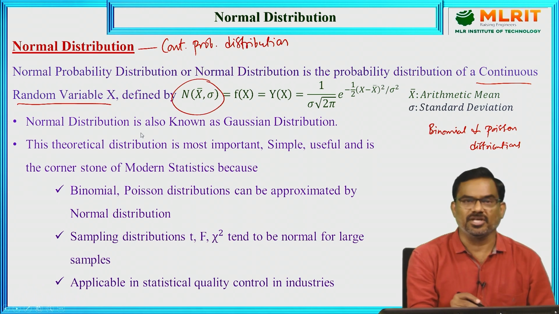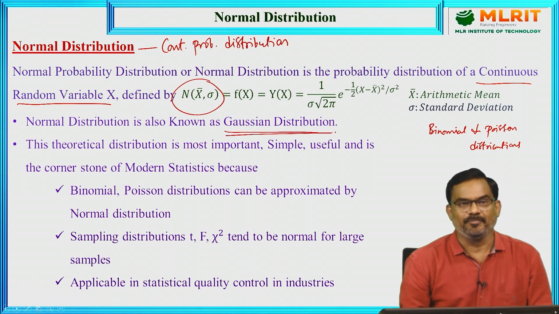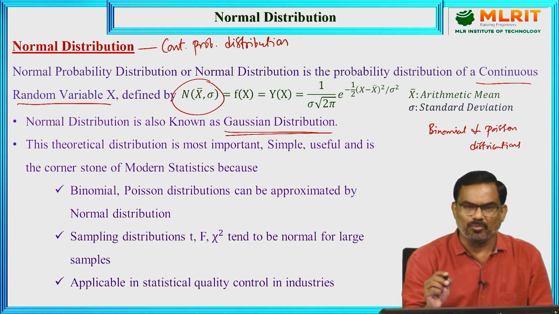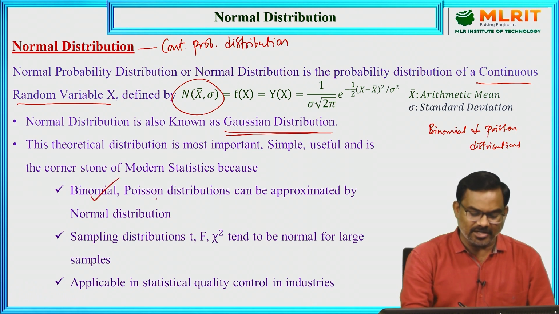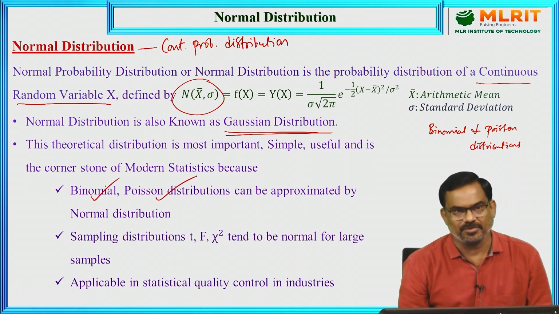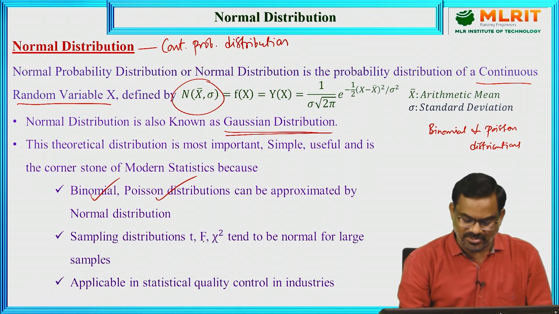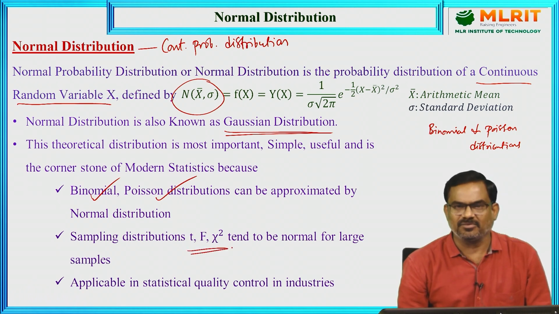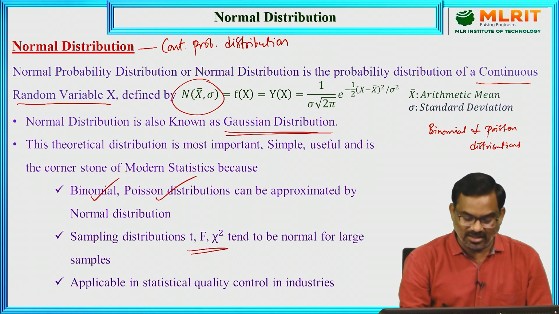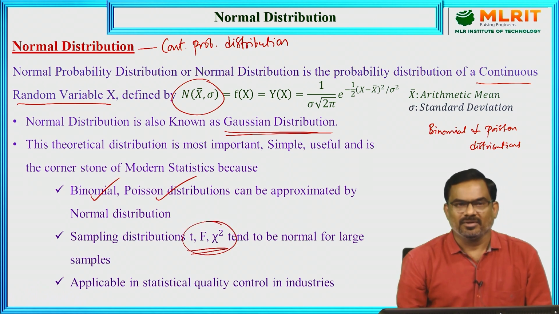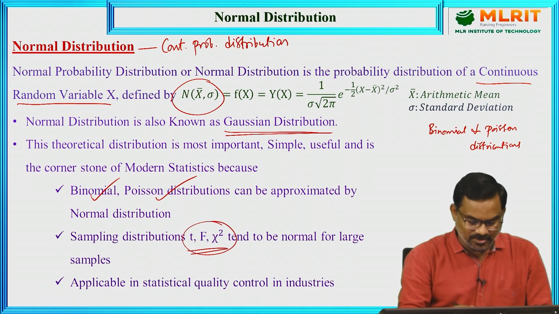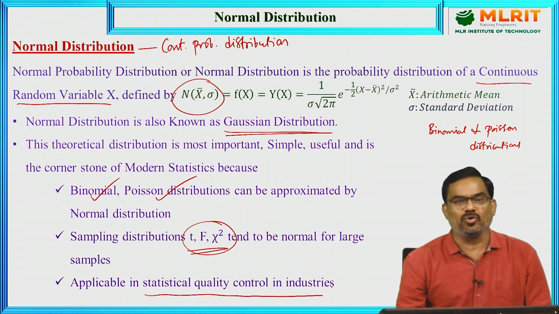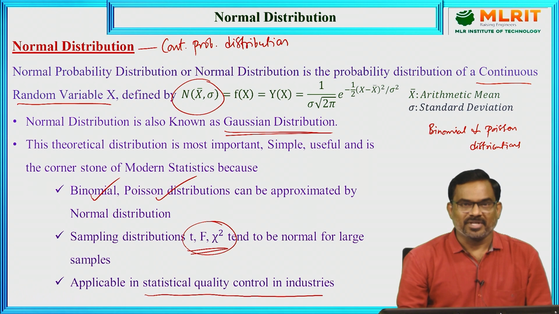The normal distribution is also known as Gaussian distribution, and this theoretical distribution is the most important, simple and useful because the binomial and Poisson distributions can be approximated by normal distribution. Not only that, the sampling distributions like t, F and chi-square tend to be normal for large samples. And the normal distribution is applicable in statistical quality control in industries. So, that is why this is a very important and useful distribution.